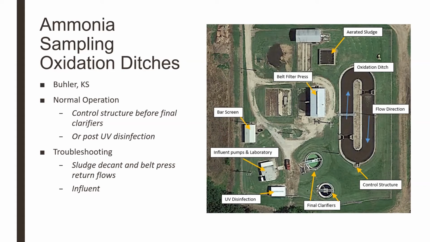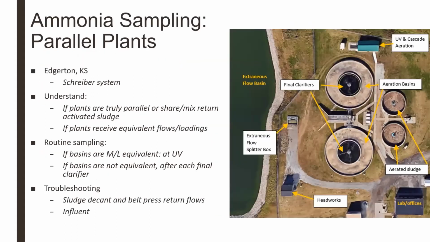For troubleshooting, you'd be looking at that sludge decant and belt press return flows. This one does have a dewatering device, and then at the plant influent. So a little more simple than the SBR basin, just because there are fewer treatment facilities in a plant like this. We're now going to move to a parallel plant.